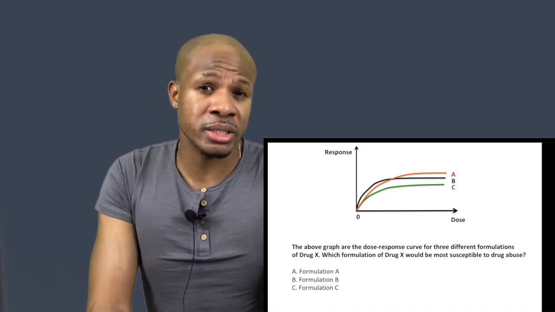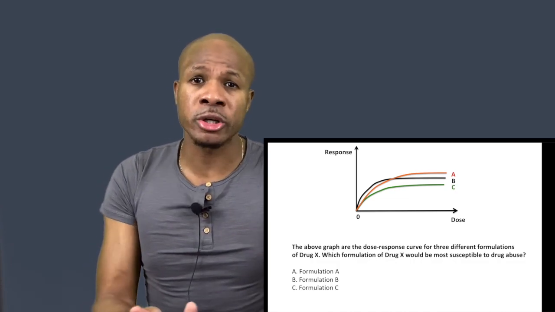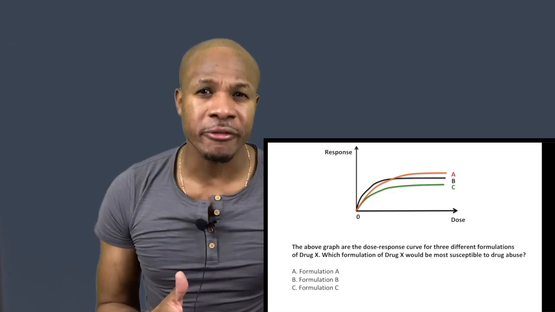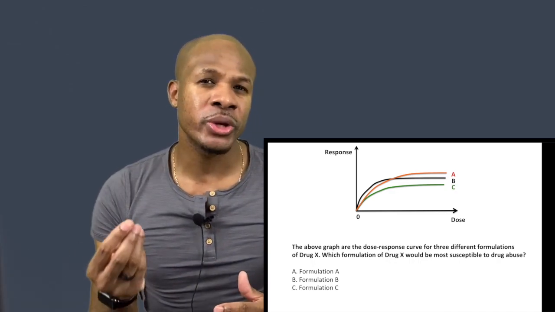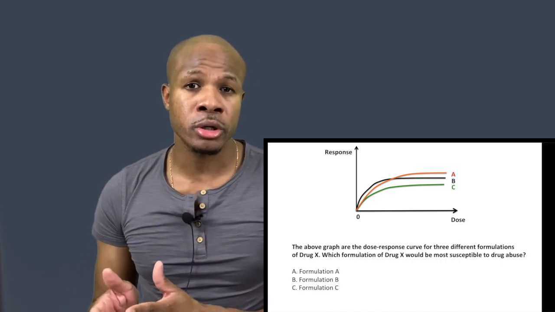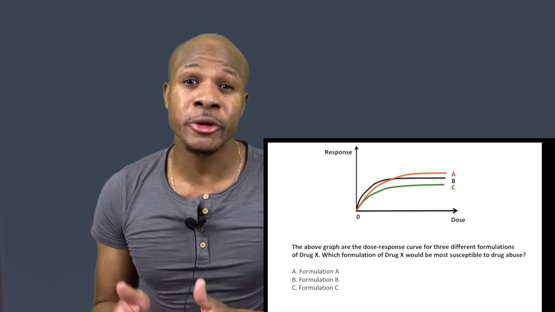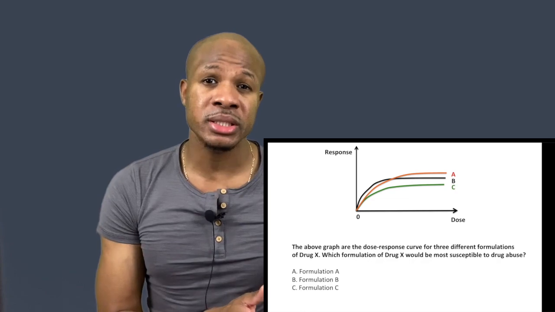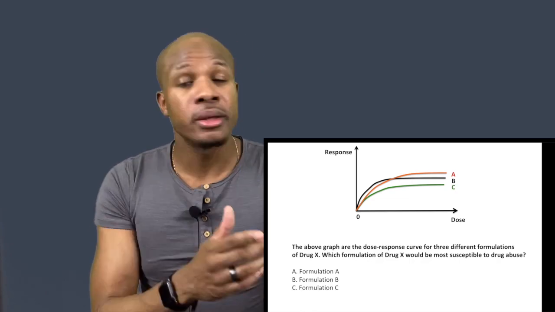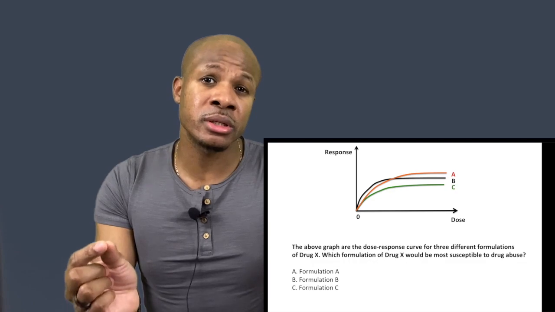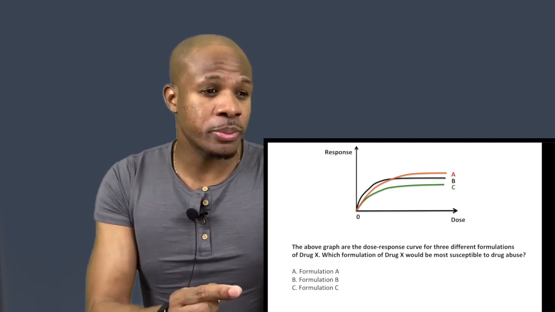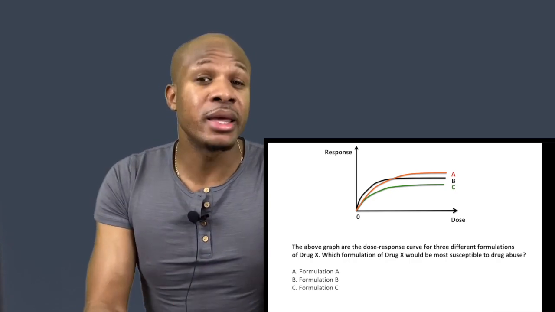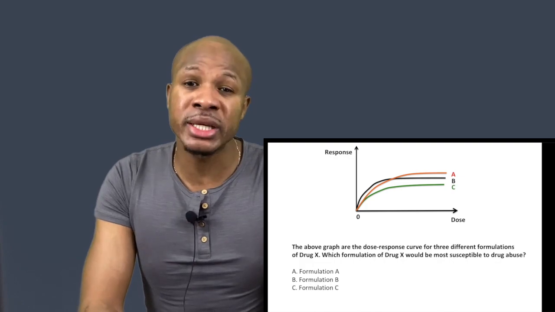But not so fast, because what other factor can we think of that would contribute to drug abuse? Think about it. We live in the era of fast food, instant coffee, likes on social media. Why are we addicted to those things? A big factor for abuse and addiction is instant gratification, a response that occurs quickly. And it turns out that that is the biggest factor for predicting drug abuse. Now, when you look at these 3 graphs, which one gives the fastest response? Drug B. Drug B reaches its maximum response faster than drug A or drug C. And that would be the answer. The answer would be formulation B.